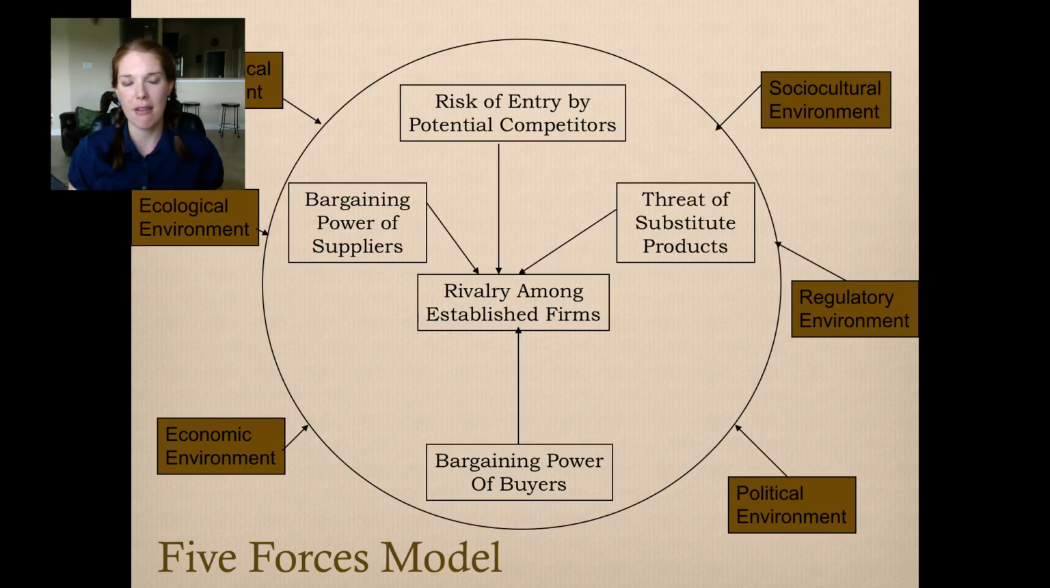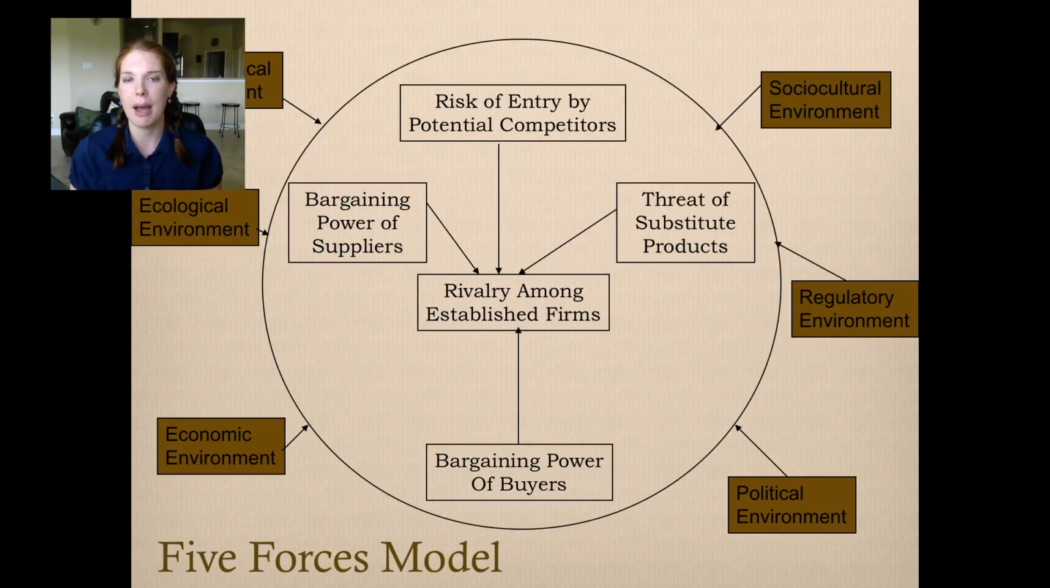In the center of those 5 forces is rivalry among established firms, or the existing firms. What this means is that this is your competition. This is what's going on in the marketplace right now. We're not talking about anyone who could potentially enter. We're not talking about people who have left. We're talking specifically about your marketplace. Who is your current rivalry and how strong is that rivalry?